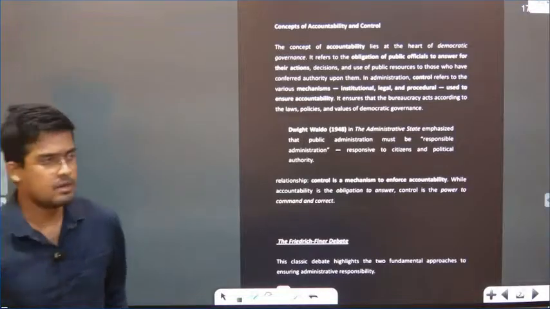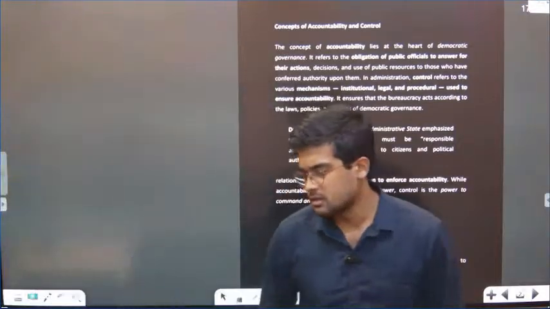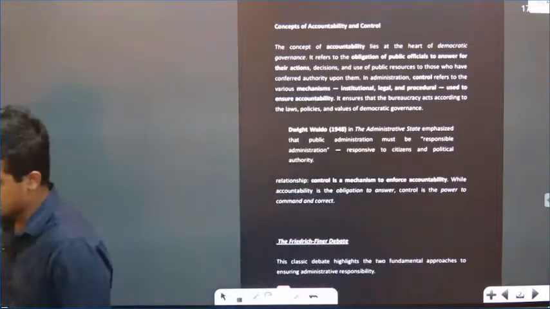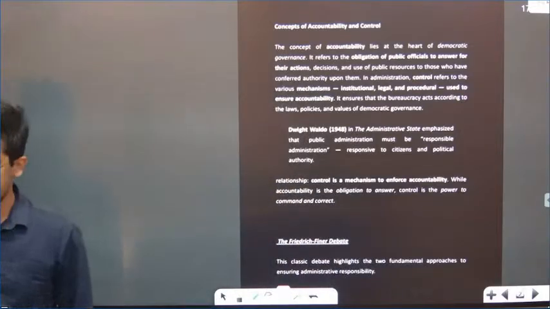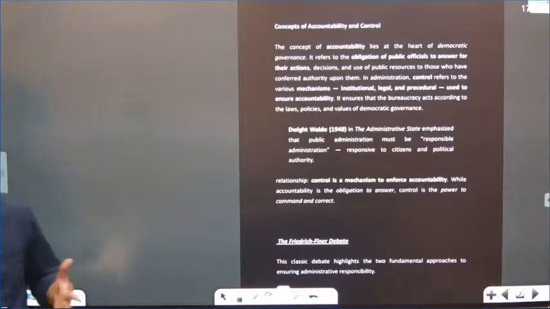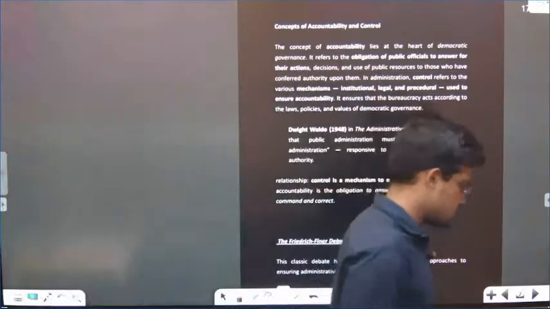Because there are a few other things in public policy, that's part of your notes only. I'll mail those things to you. It's basically descriptive things only, value addition only. I'll mail those things to you.